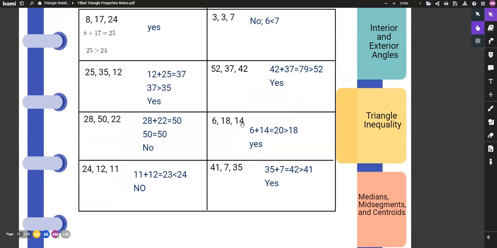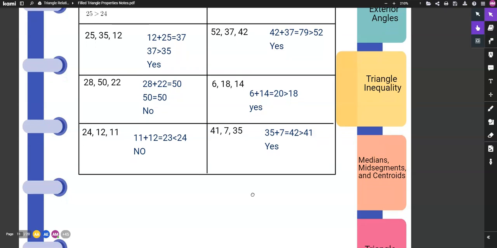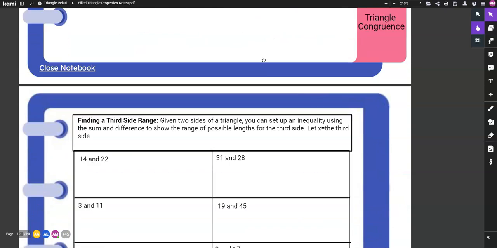6, 18, and 14. 6 plus 14 is 20. 20 is greater than 18, so the answer is yes. 24, 12, and 11. 11 plus 12 is 23, which is less than 24, so no. And 41, 7, and 35. 35 plus 7 is 42, which is greater than 41, so therefore the answer is yes.